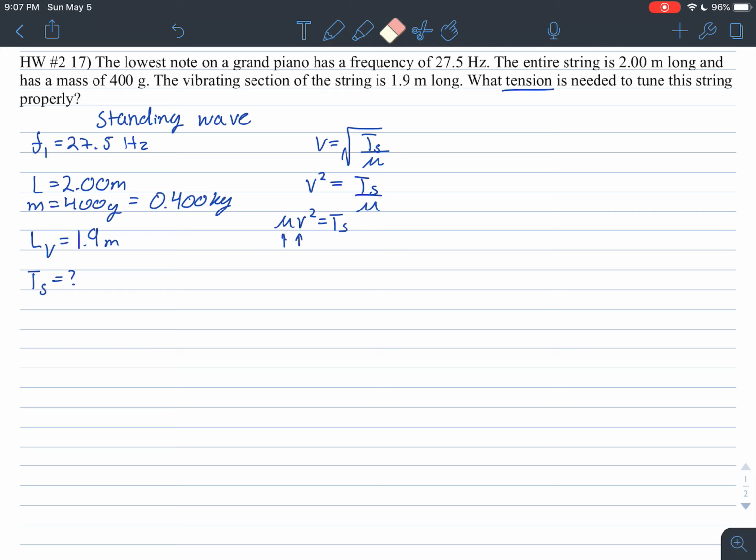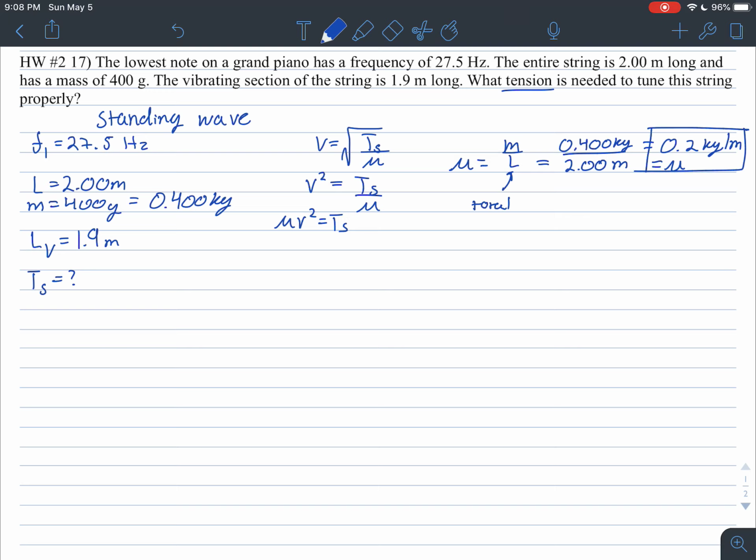So what we'll do is find mu. We know mu is equal to mass over length. This length is the total length, because the linear density corresponds to the density of the entire string. So we'll use 0.4 kilograms as the mass and 2 meters for the length, which gives us 0.2 kilograms per meter for mu. So we now have mu. We just need to find velocity.